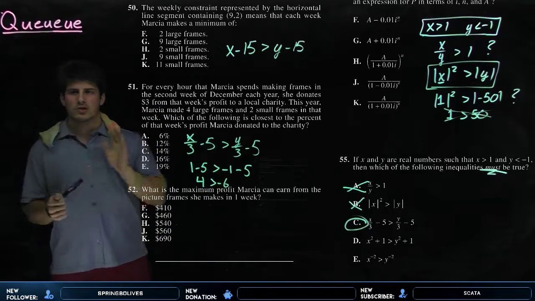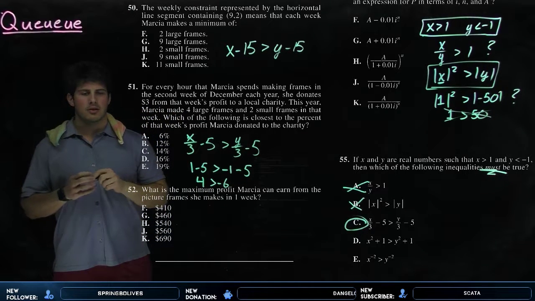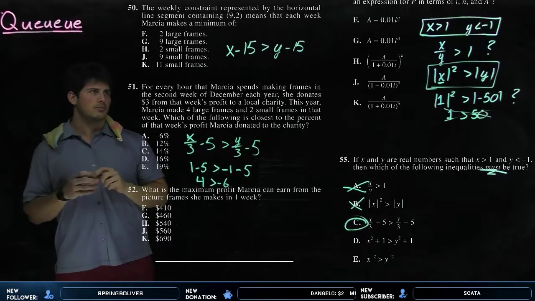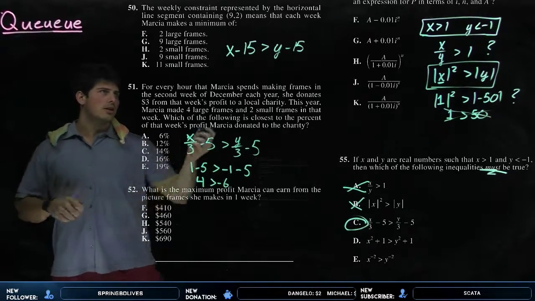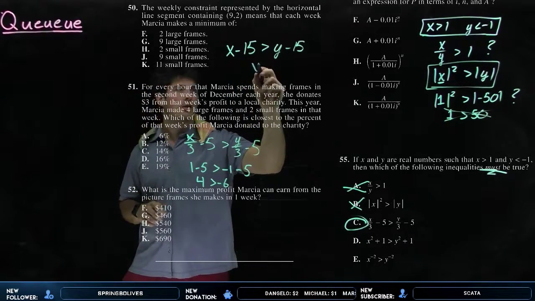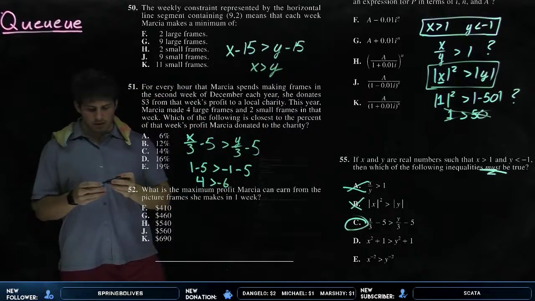Are there any questions on that? Yes, Amber, x is always going to be greater than y. You can take it to the next step and add 15, and you get that. Exactly.